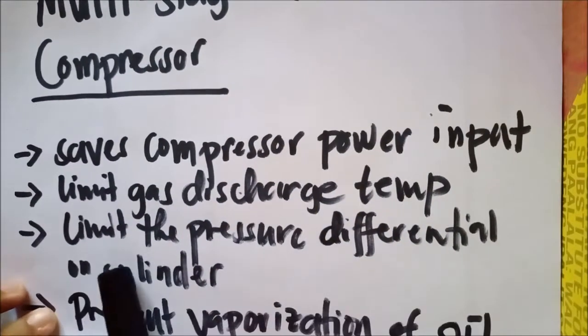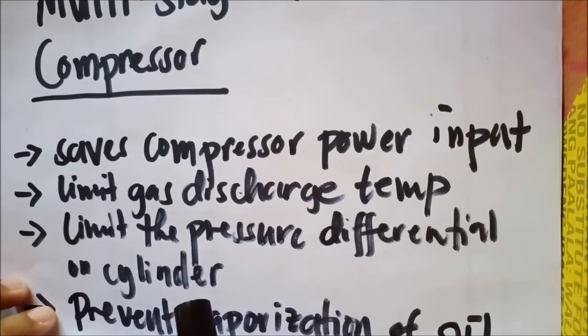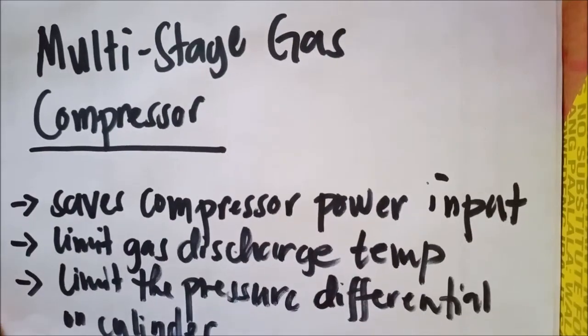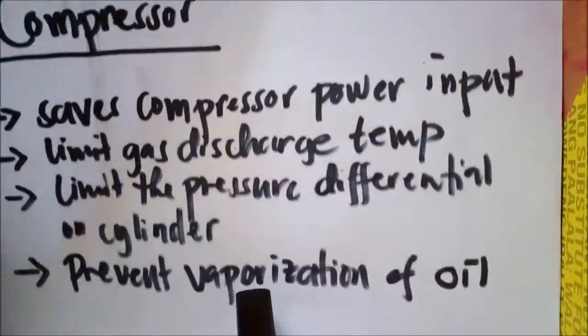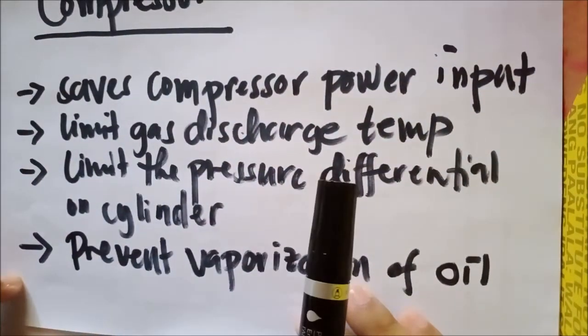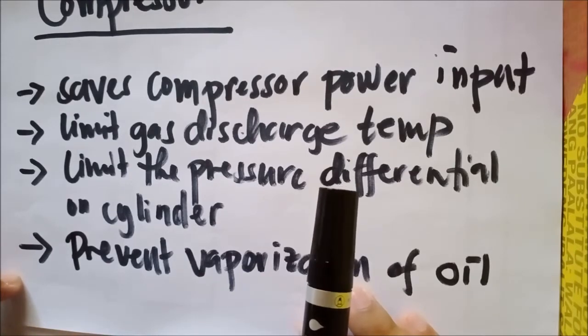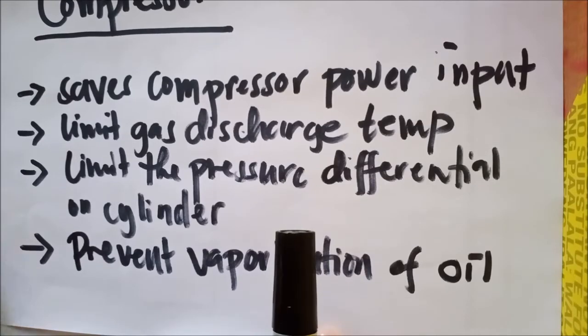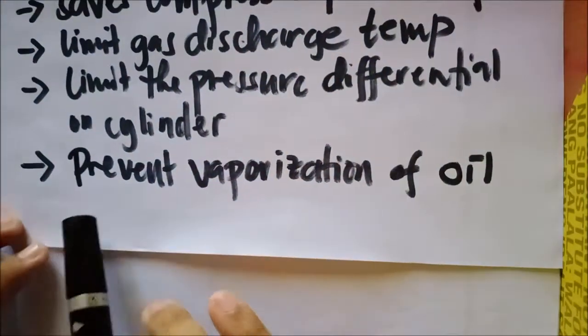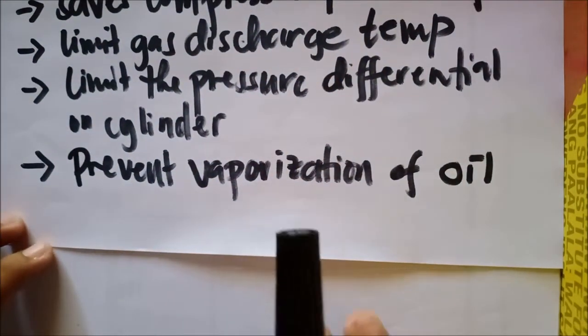The third reason is that we need to limit the pressure differential on the cylinder, because if the pressure in the cylinder is too great due to single stage compression, when the pressure is too high, the oil cannot lubricate properly into the cylinder wall, thus causing damage to your compressor. So again, prevent vaporization of oil.